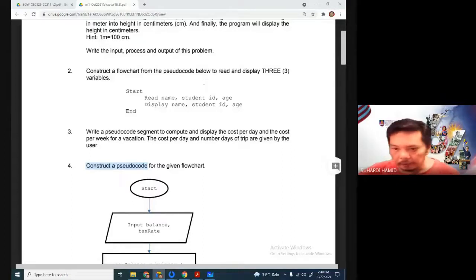The question states, write a pseudocode segment to compute and display the cost per day and the cost per week for a vacation. The cost per day and number of days of trip are given by the user. Get cost per day, number days of trip. Calculate cost per week for a vacation. Cost per day multiplied by number of days of trip. Display cost per day and cost per week for vacation.